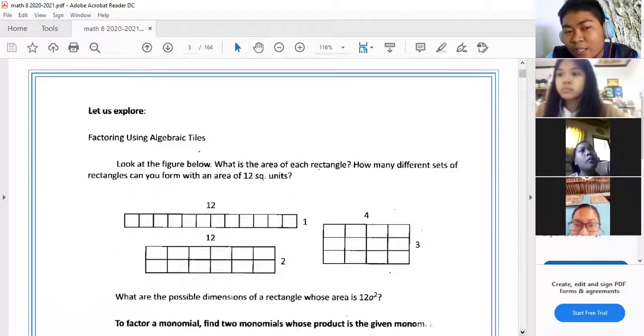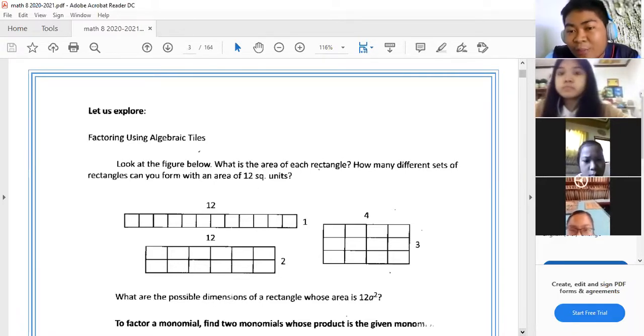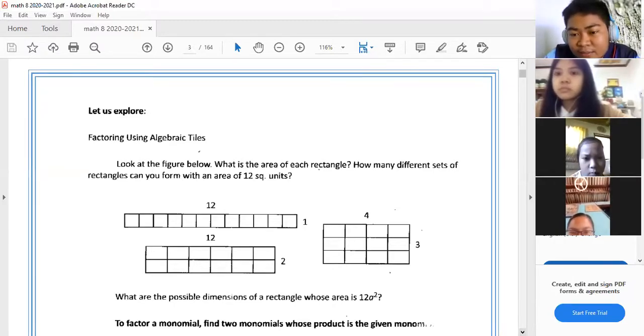Let's try to explore algebraic tiles. Look at the figure below. What is the area of each rectangle? How many different sets of rectangles can you form with an area of 12 square units?